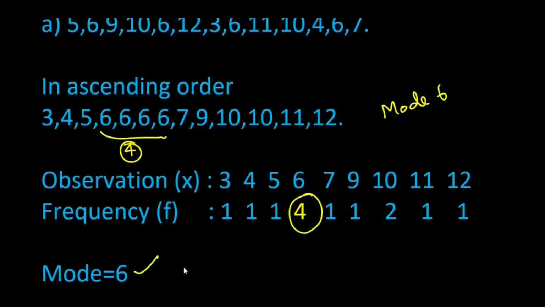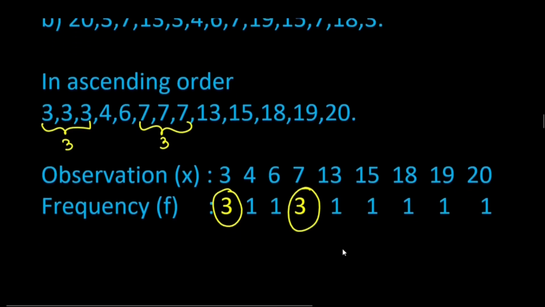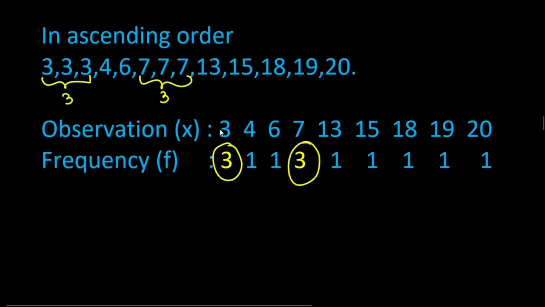In this raw data, if we write it in ascending order, we see that 3 is occurring 3 times and 7 is also occurring 3 times. Here in the frequency distribution table also we see the frequency of 3 is 3 and the frequency of 7 is 3. The maximum frequency is for two values, 3 and 7. So the modes are 3 and 7.